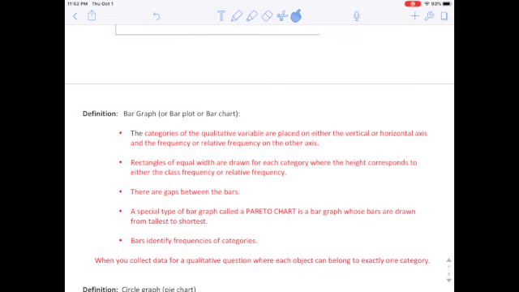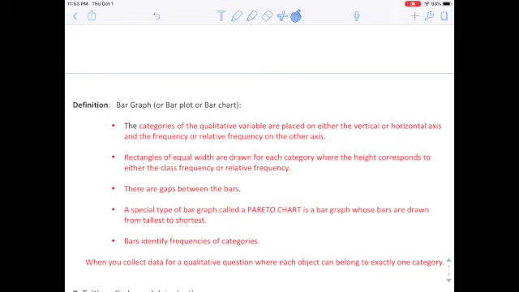And I'm pretty sure when you take your ACT and SAT, when you prep, your teacher will tell you about it. The categories of qualitative variables are placed on either the vertical or horizontal axis, with frequency or relative frequency on the other axis. Personally, I like to put the category on the bottom and the frequency goes on top. So this is the category, and then I will have my frequency on the side.